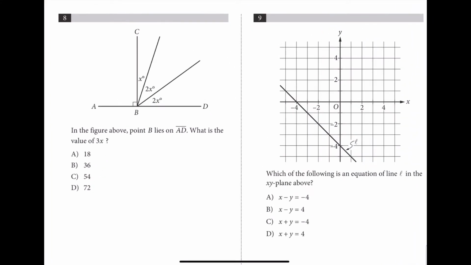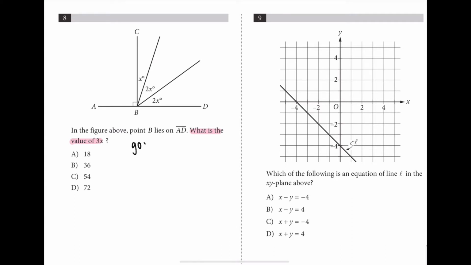Remember the steps. When you see a problem, the first thing you want to do is read the problem. Then you want to get all the information and then write down your goal. So we're going to walk through that together. The problem states, in the figure above, point B lies on the line segment AD. What is the value of 3x? So they're asking us, what is the value of 3x? That's going to be our main question.